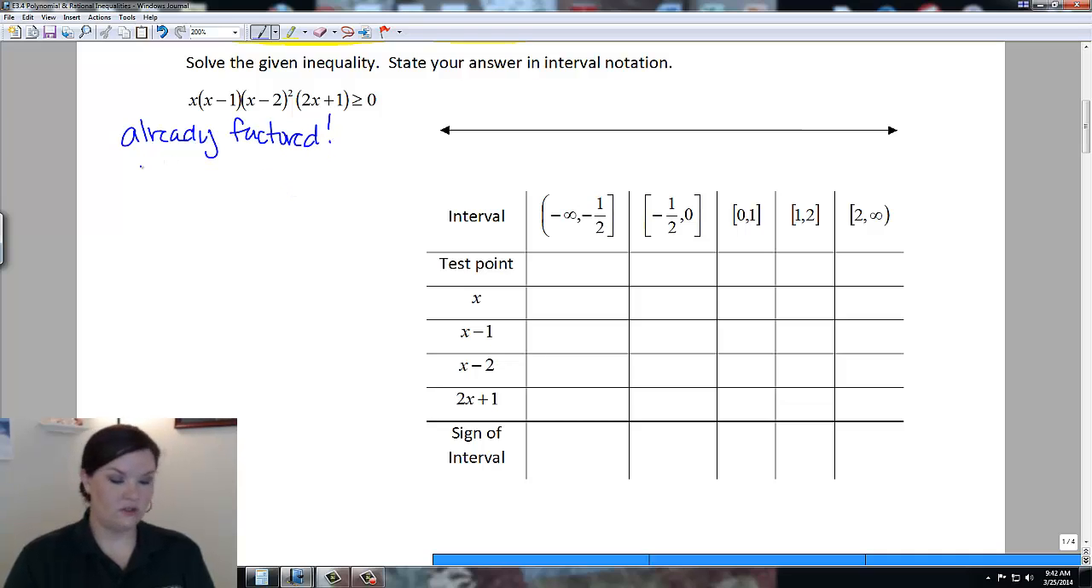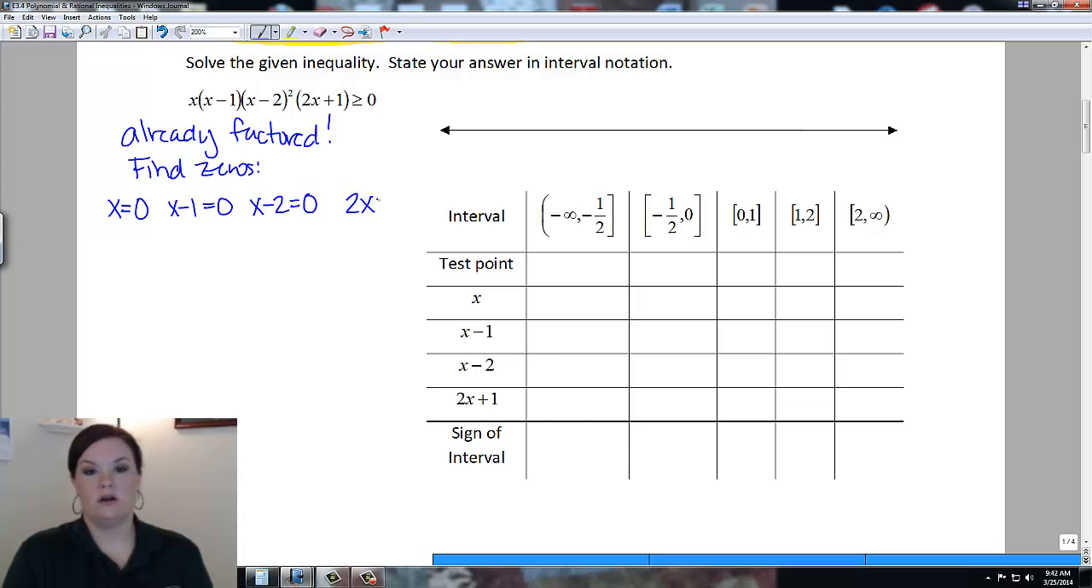So all we have to do is find the zeros. To find the zeros, we set each one of these factors equal to 0 and solve. So that means x equals 0, x minus 1 equals 0, x minus 2 equals 0, or 2x plus 1 equals 0. And I just solve each of them.